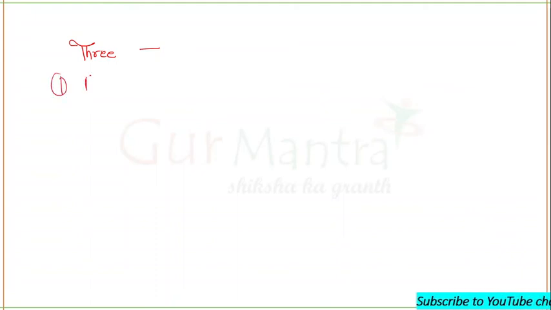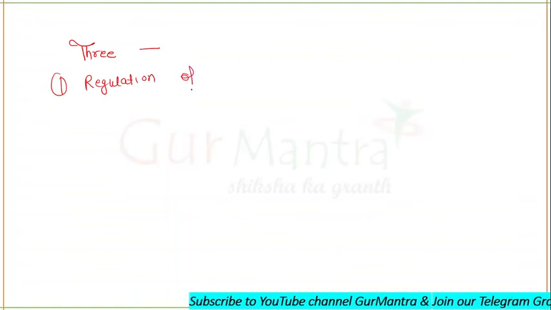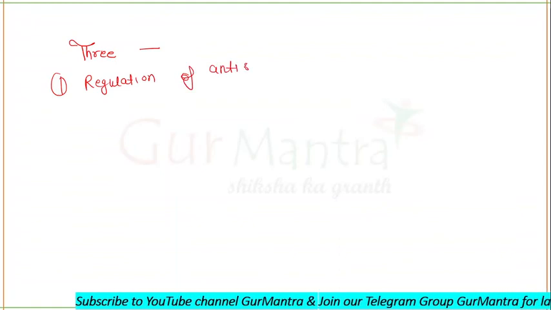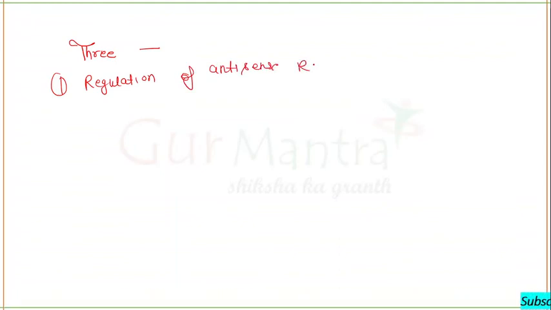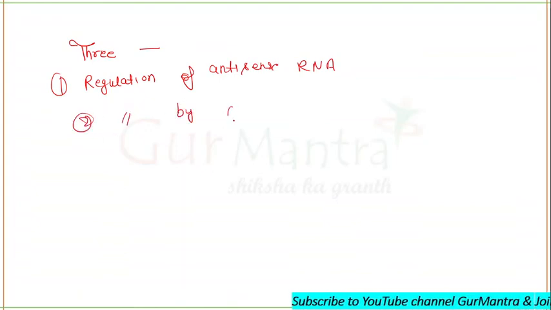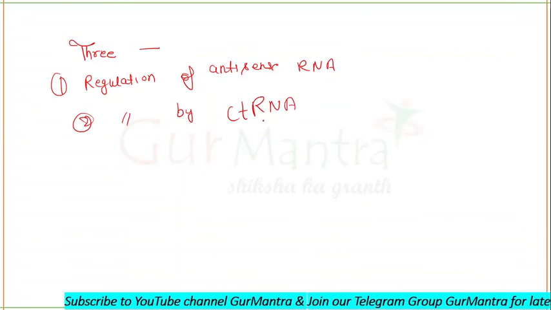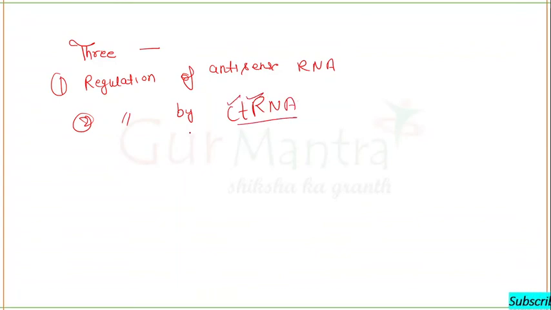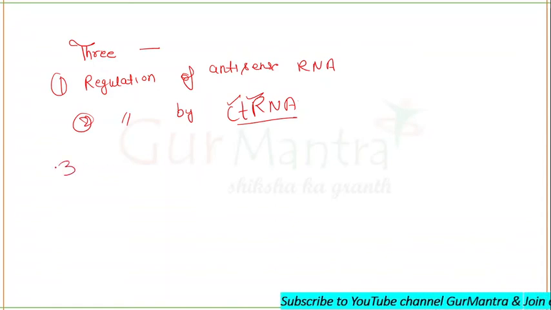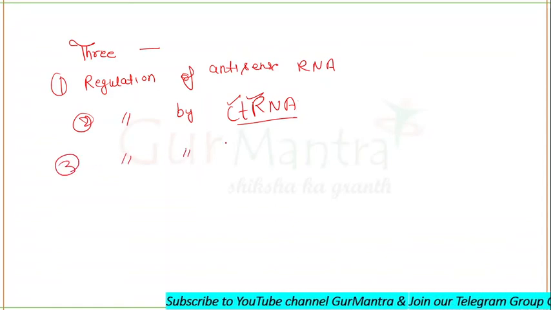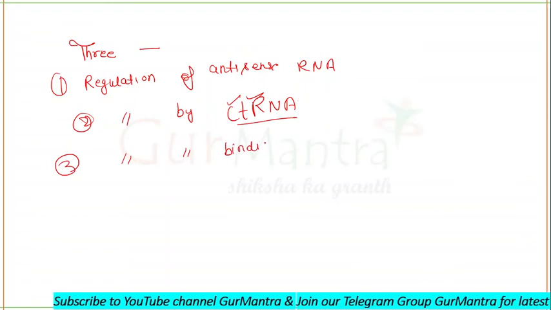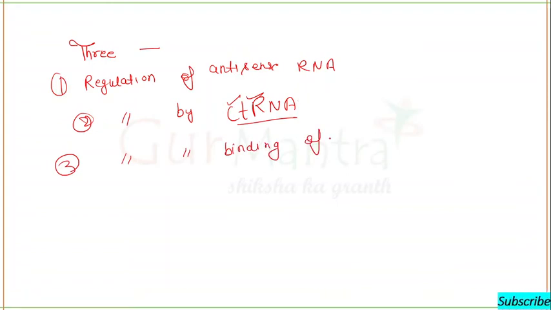The first one is regulation by antisense RNA. Then regulation by ctRNA. What is ctRNA? It is counter-transcribed RNA. And the third one is regulation by binding of replication protein to what?